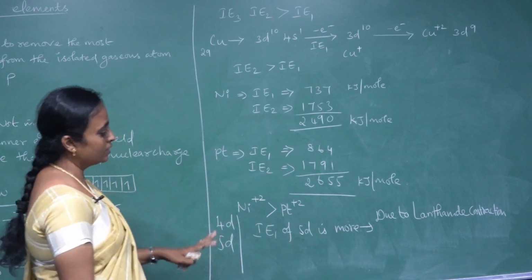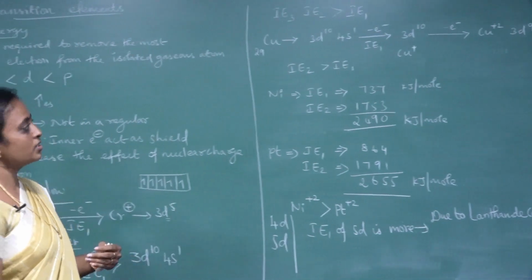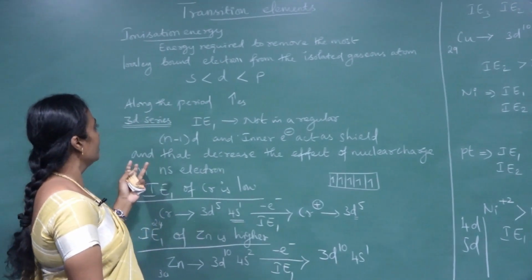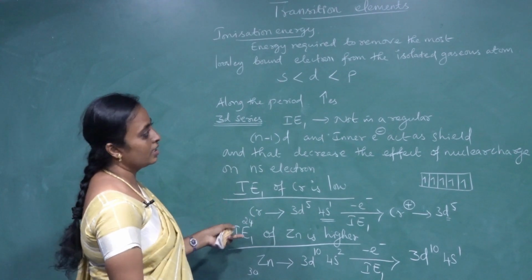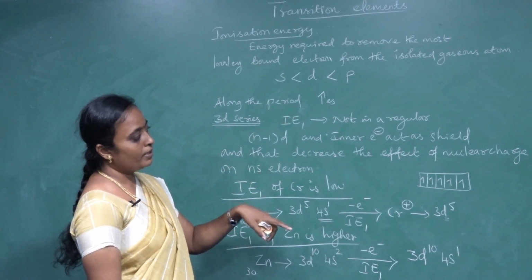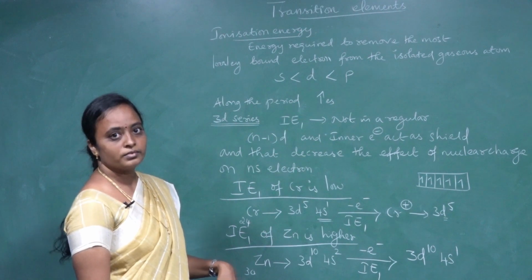So we have discussed all the points based on ionization enthalpy: the first ionization, second ionization, and what happens when we move down the group. Okay, thank you.